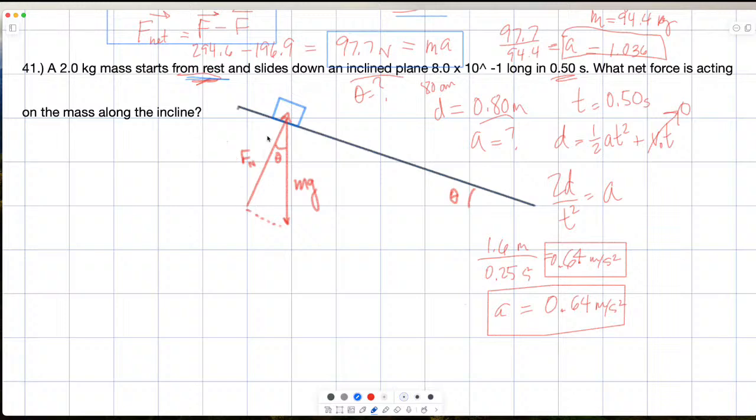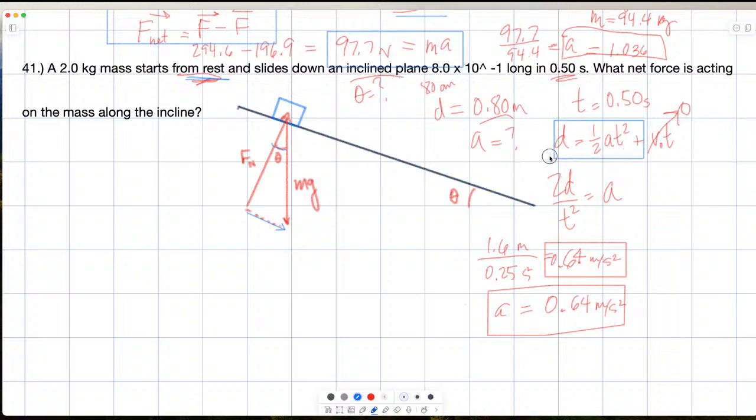Well, this would be easy if we knew theta. If we knew theta right here, we could just say mg times sine theta would give us the force pushing it down the hill, the incline force. Like I said, if we knew theta, that'd be sweet, but we don't. So now we've got to go about it the other way. It took us half a second to go 80 centimeters, or 0.8 meters, so I just plug it into this equation right here.